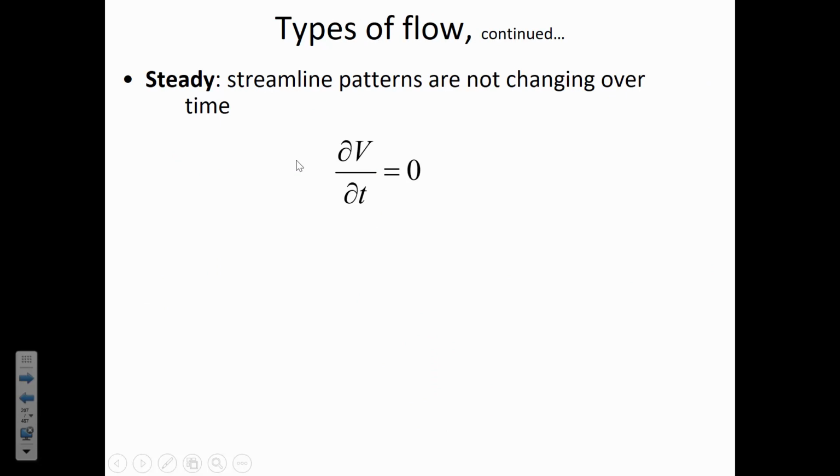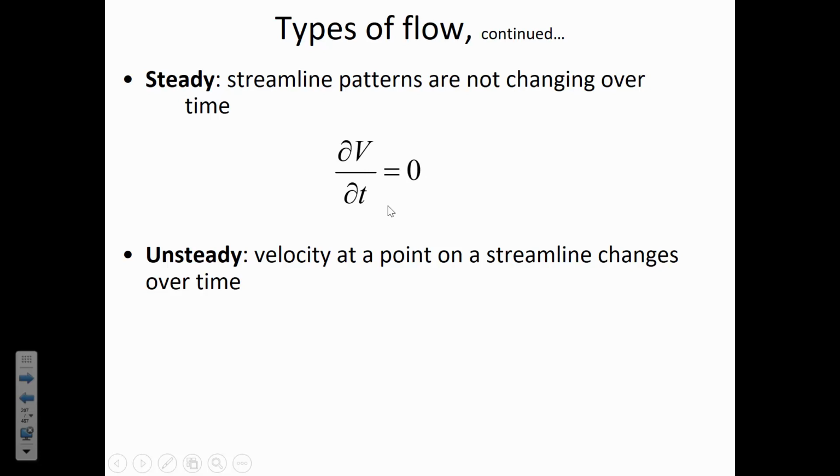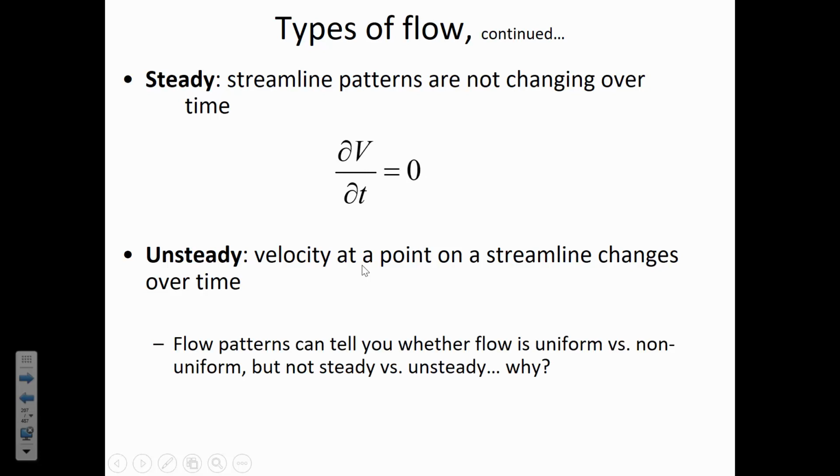Steady versus unsteady is how flow may be constant or changing with respect to time. So steady flow says that there's no change in the flow velocity over time. So that change is 0. Unsteady flow means that the velocity at a single point in the streamline is changing over time.